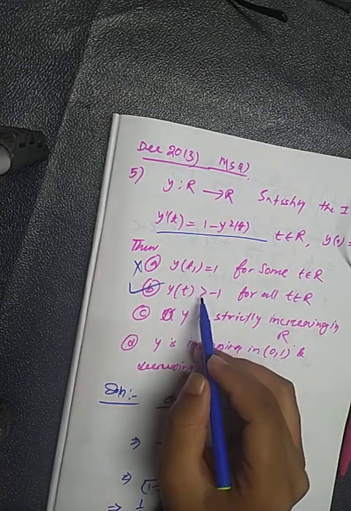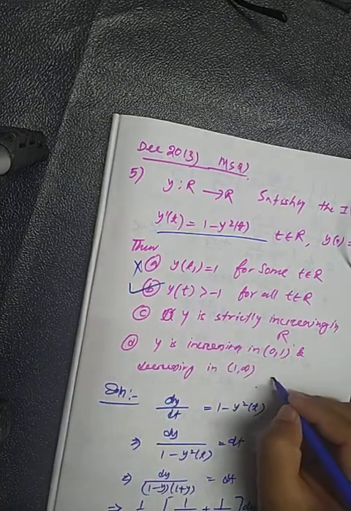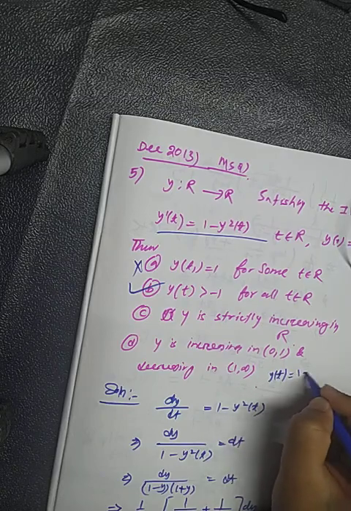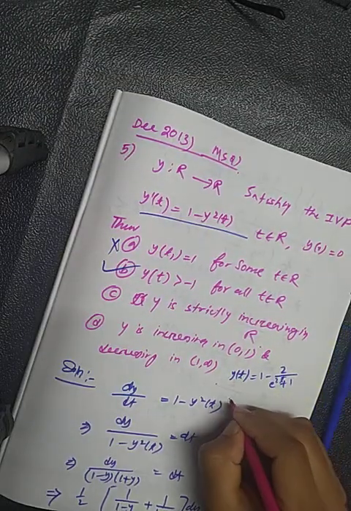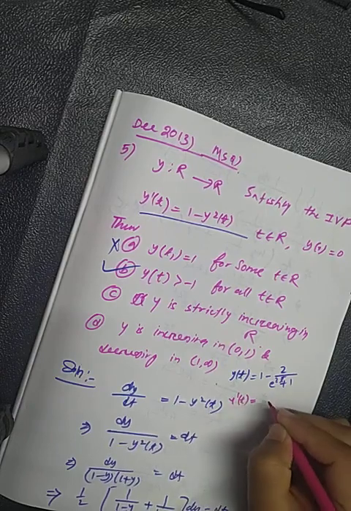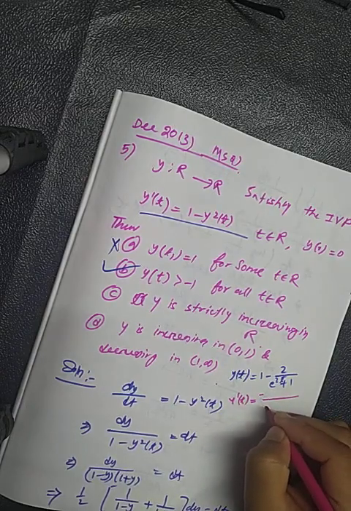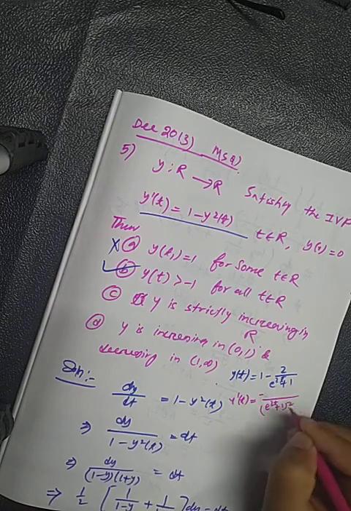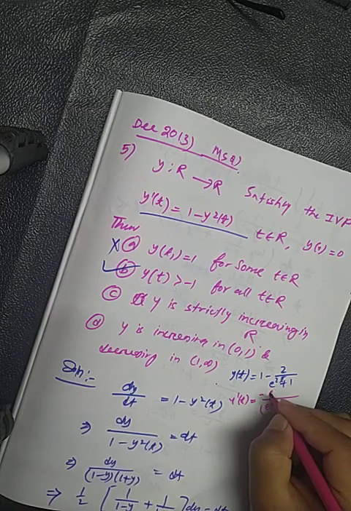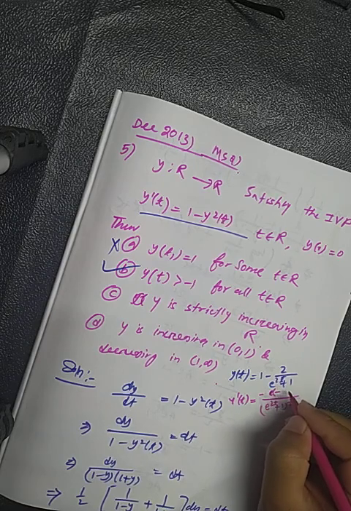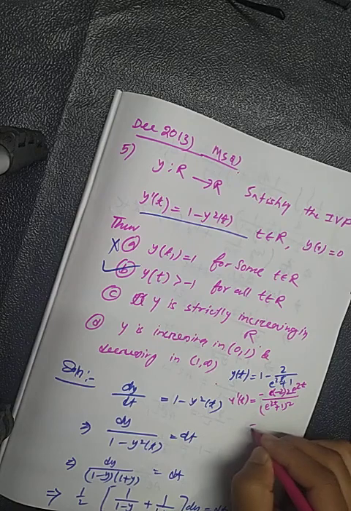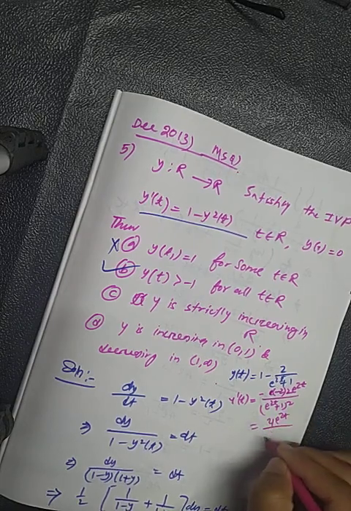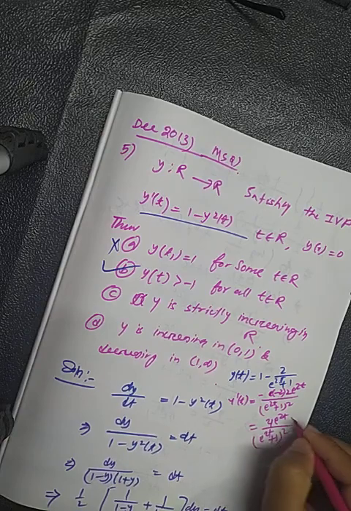Now what is the value of y of t? y of t is equal to 1 minus 2 by (e to the power 2t plus 1). So y dash t will be equal to minus of (e to the power 2t plus 1) whole square, and again there will be minus of 2 into 2 e to the power 2t. Which is equal to 4 e to the power 2t divided by (e to the power 2t plus 1) whole square. So that should be greater than 0.